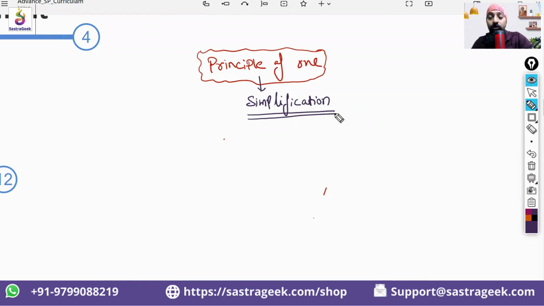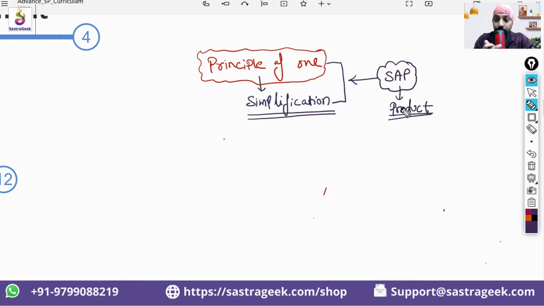But there is also another kind of simplification. When SAP talks about the principle of one, they are talking about simplification for SAP as a software. So when they are moving to S/4HANA, they did not only simplify for the business, they also wanted to simplify their product. So this principle of one is SAP product simplification. They are simplifying the product, where they have multiple things.